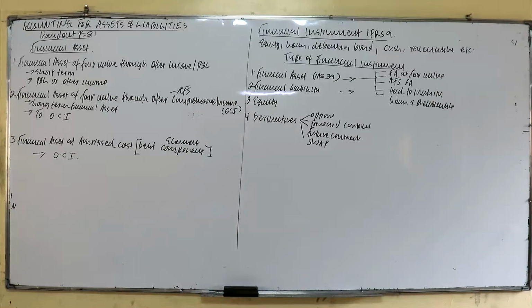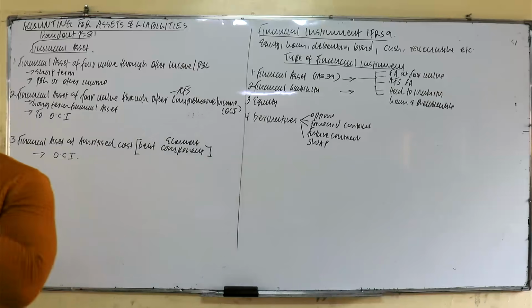Now in page 23, I want us to look at the measurement and recognition of financial instruments. Measurement. A financial asset or financial liability should be recognized in the statement of financial position when the reporting entity becomes a party to the contract.